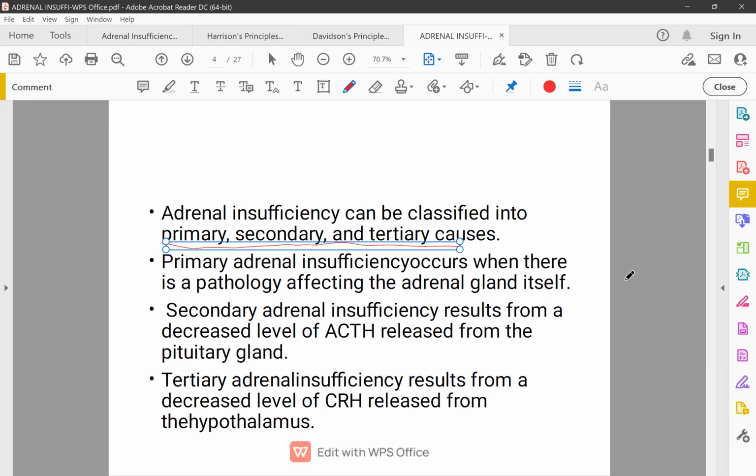So a CRH problem is tertiary, an ACTH problem is secondary, and in primary adrenal problem the adrenal gland itself is not functionally doing the job, not producing the hormones, due to infection, autoimmunity, hemorrhage, or metastasis. So many reasons are there; we will see all those things. This is the division here. There is a need to distinguish between the three because the treatment is very different. The primary adrenal disorders are not that common. That also you have to understand.